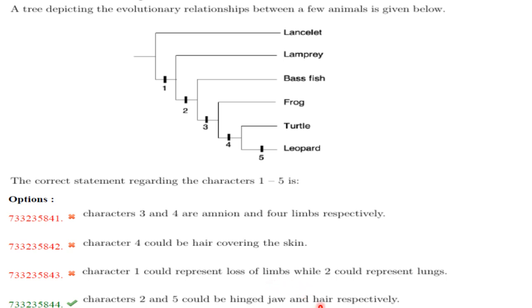The remaining is the fourth option, that is character 2 and 5 could represent hinged jaw and hairs. Yes, 2 can represent hinged jaw, and 5 leopard. It is having hair. It is a mammal. So 2 and 5 characters are correct. So answer is option 4.